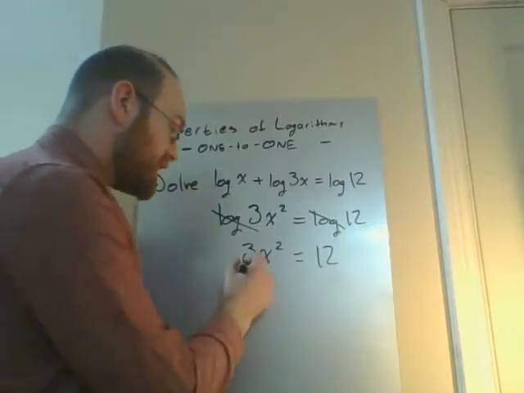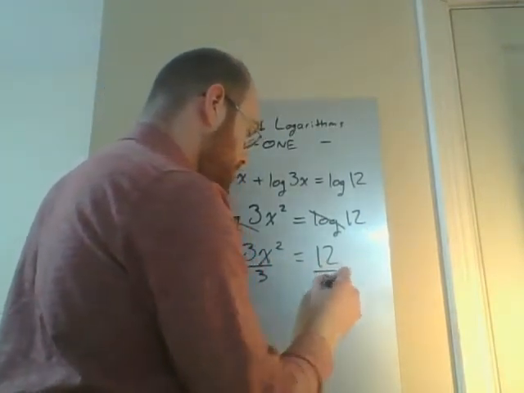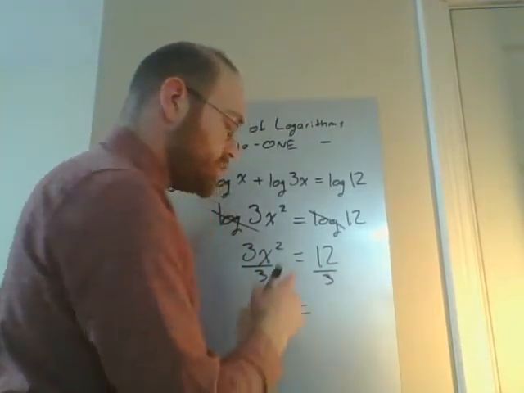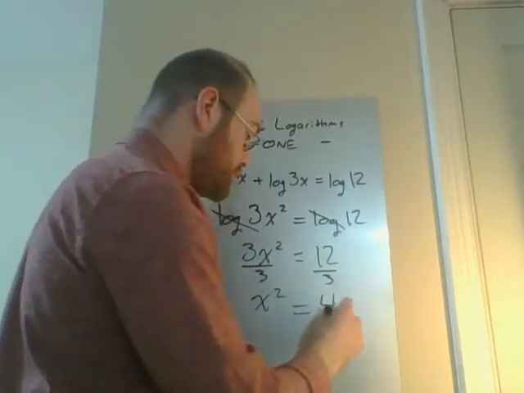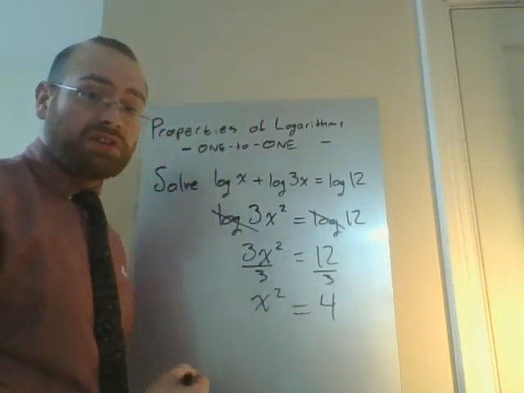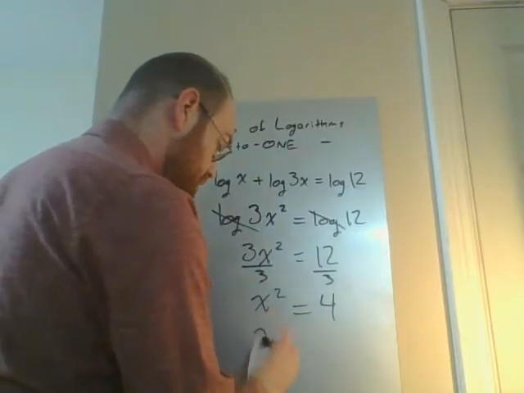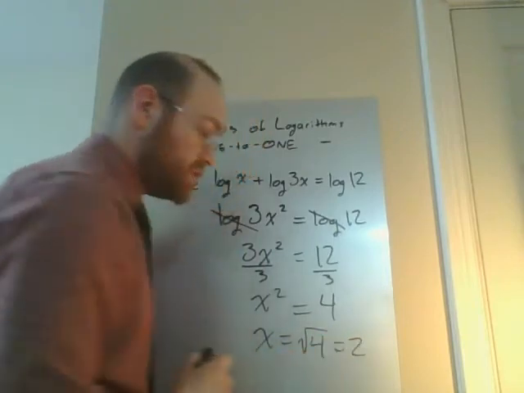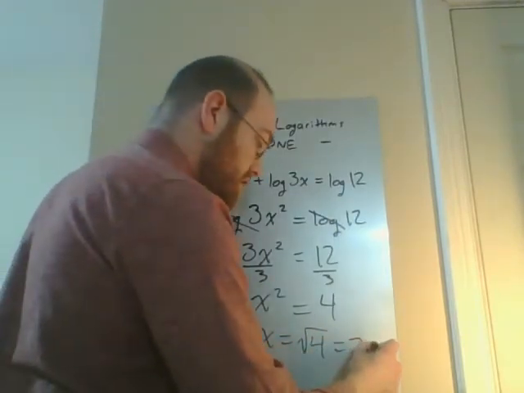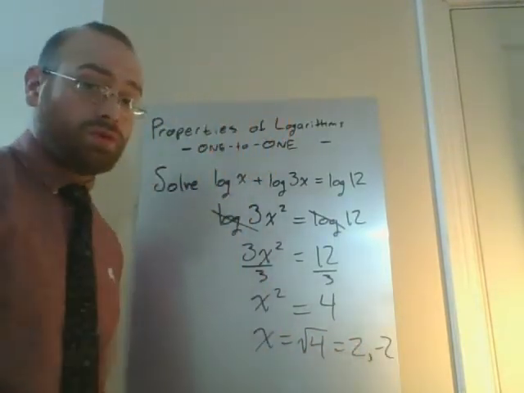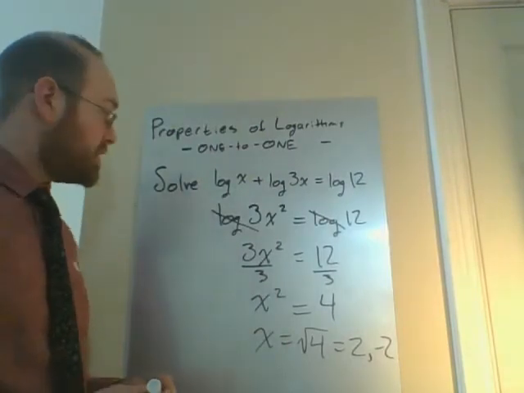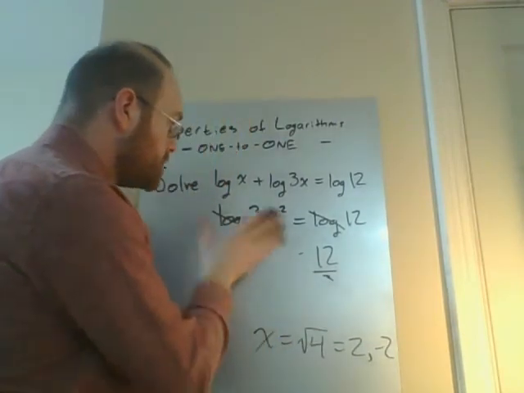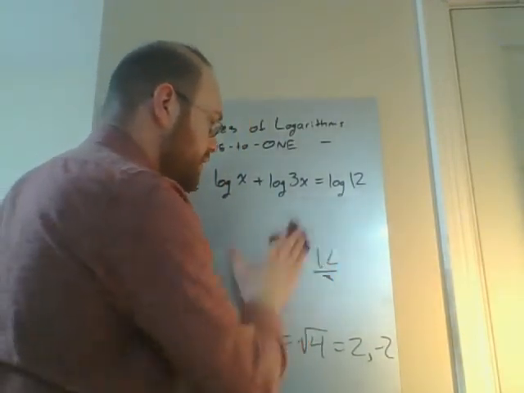So let's divide both sides by 3. And so we have x squared is equal to 12 divided by 3, which is 4. And then we want to find the square root. So the square root of 4, it could be 2, but since we're solving an equation, it could also be minus 2. Now I've run out of space, so I'm going to erase this really quickly, because there's one more thing we have to be careful about.